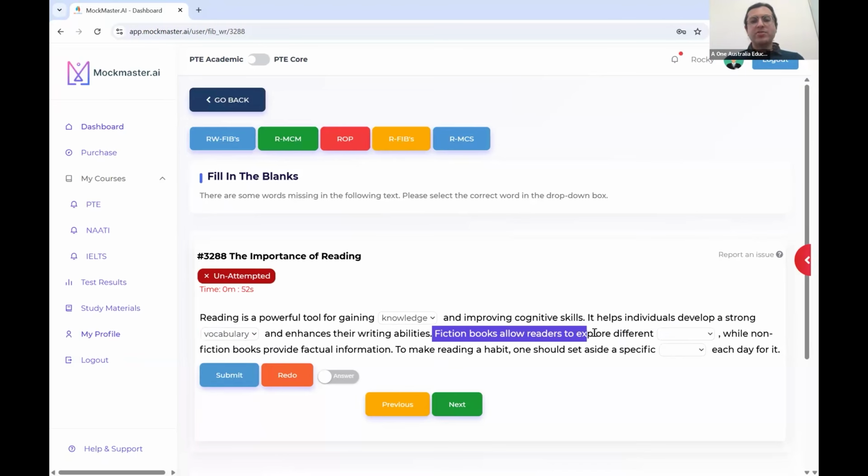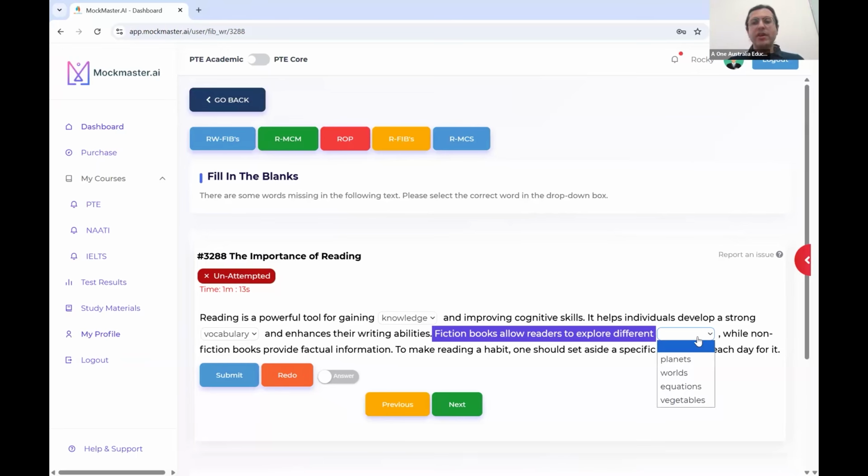Fiction books allow readers to explore different dash. Different what? There are words like categories of fiction, like crime fiction, drama. So the best word is the word genre. Genre, that's how it's pronounced. Let's see if it is even in the options or not. It's not, but let's see.